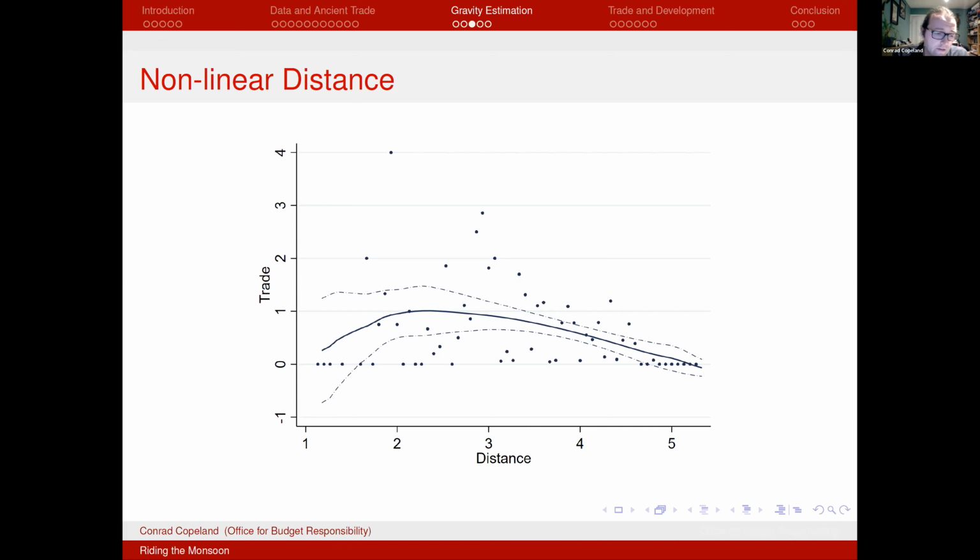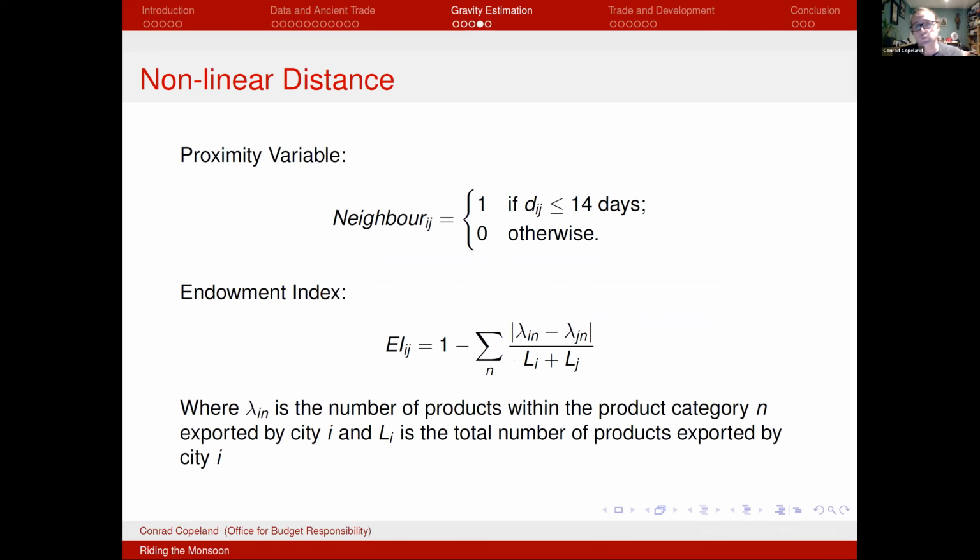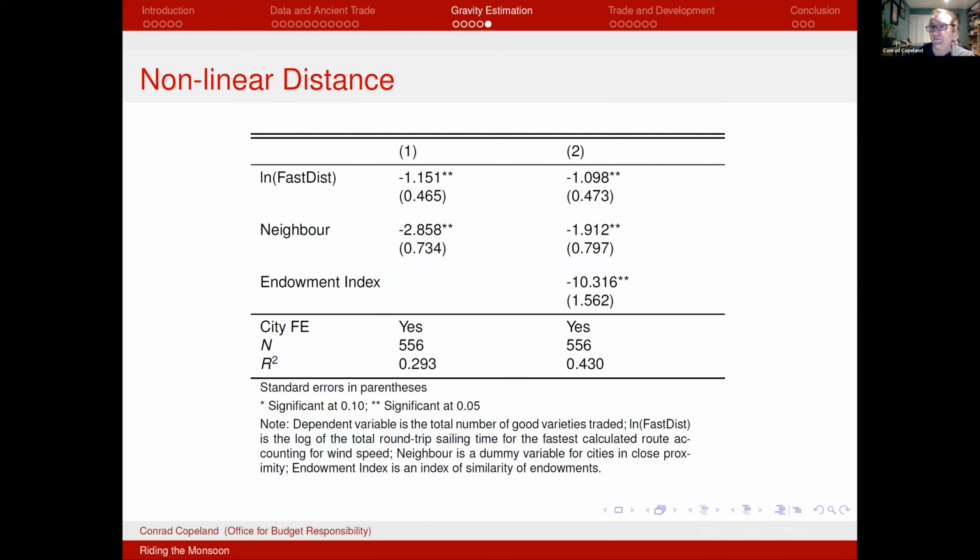And the second is that there isn't actually that much trade to omit, because if you have cities that are close together with endowments that are based on geography, you have similar export baskets, and therefore trade will be lower. And so I test this essentially with both the proximity variable, in the sense of is it just that these cities are close together, but also an index that measures the similarity of export baskets. And so ultimately it is both, right?